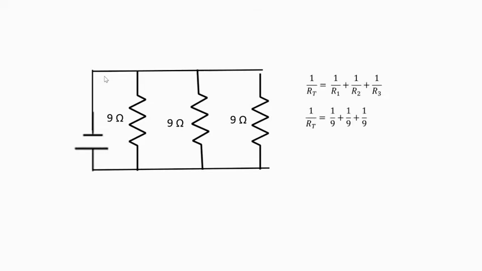Do the math. 1 plus 9 plus 1 plus 9 plus 1 plus 9 is 3 over 9, which you flip over, and that would be 9 over 3, or 3 ohms. So by adding the 3rd resistor in parallel, we actually decreased the total resistance even more, down to 3 ohms. So more electrical current would come out of the battery itself because there's less total resistance.